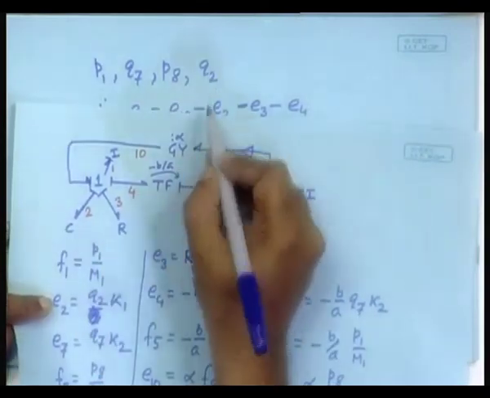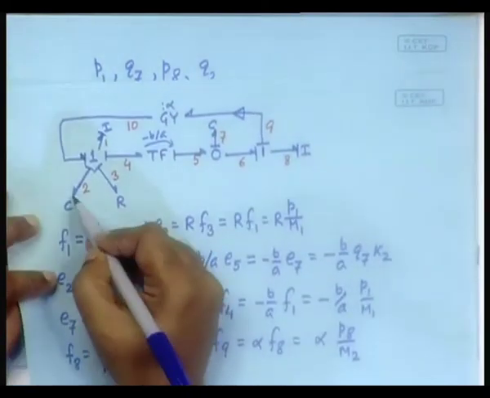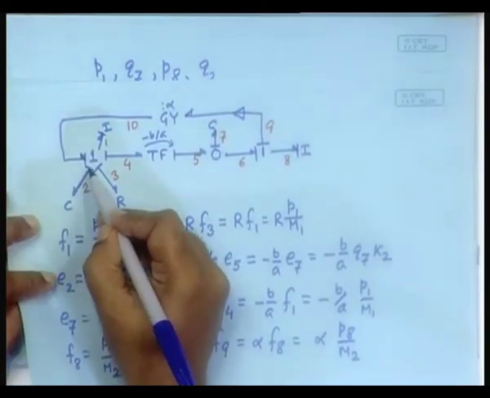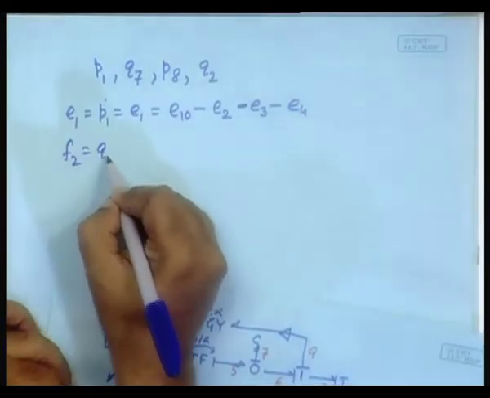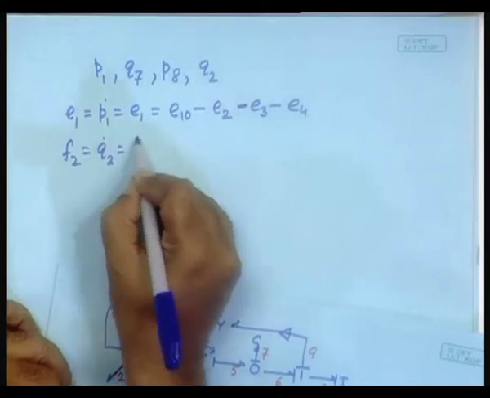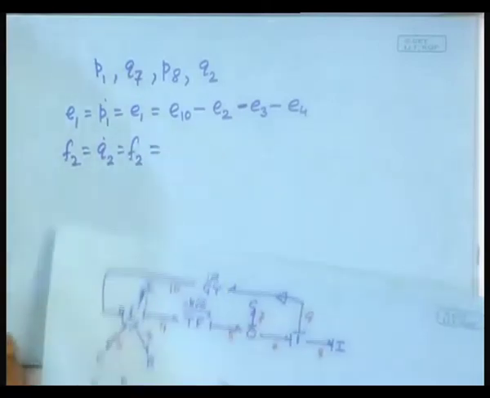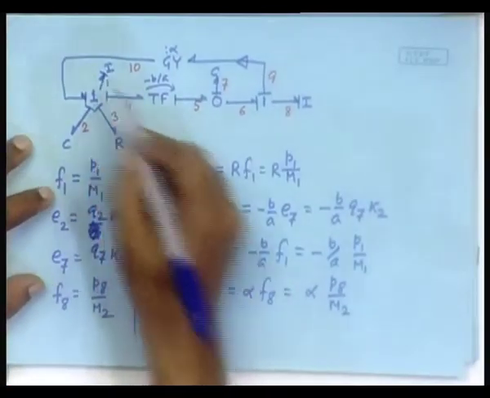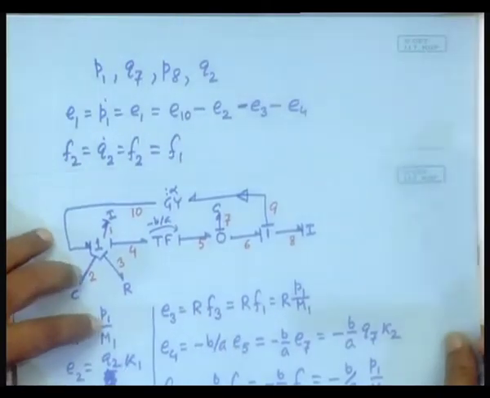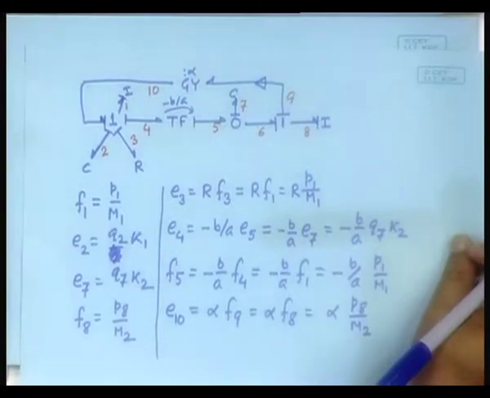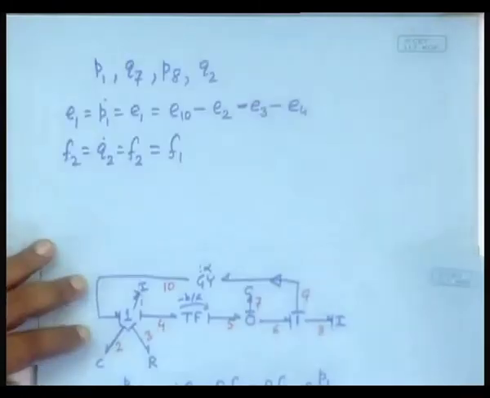Let us ask with respect to Q2. What does it receive from the system? F2. Q2 dot is equal to F2. Then F2, where does it come from? F1. So, F1, which is known, P1 by M1, right. So, you substitute it here.